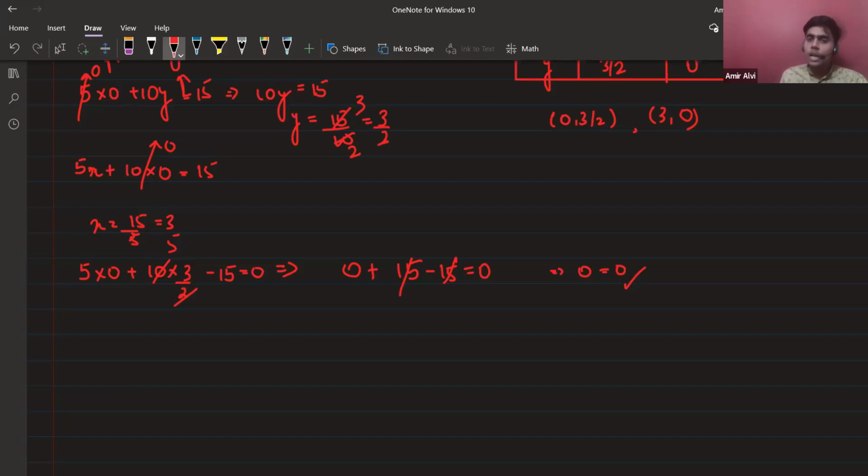How to calculate? First, put the value of x equals 0. You will get y. So one pair will be completed. One solution is there, 0 and something. What is the value of y? Let it be. And after that, put the value of y equals 0. You will get the value of x. So another pair you will get. Yes or no? Yes.